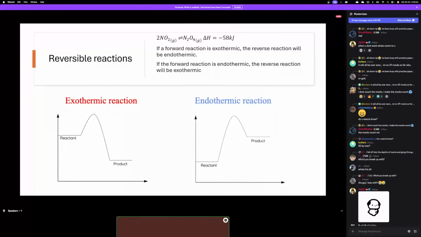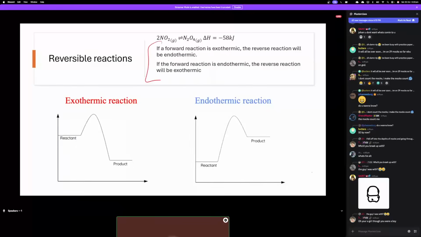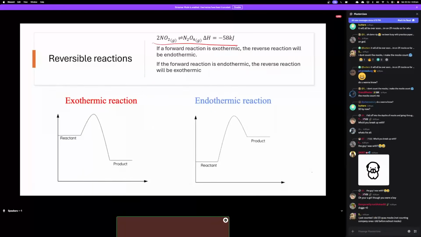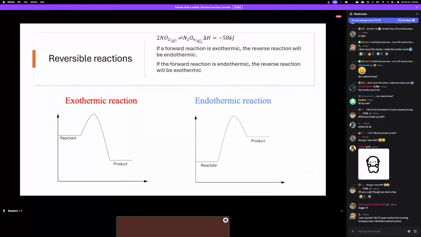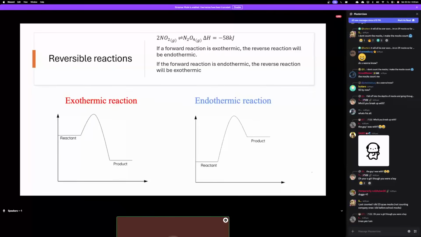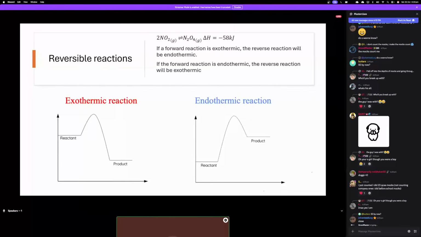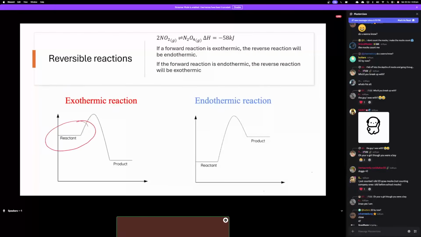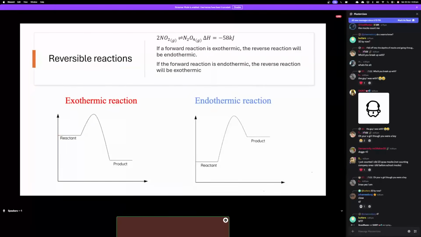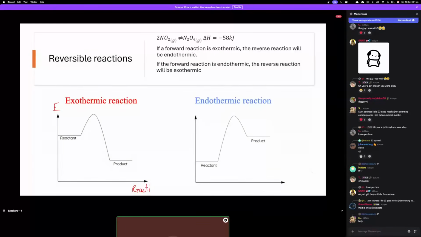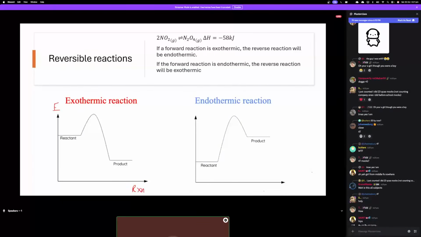So reversible reactions, and we're looking at forward versus reverse, exothermic versus endothermic. In this case, I'm going to tell you that this reaction here has a delta H of negative 58 kilojoules, right? So this is an exothermic reaction. It is releasing heat, right? So here, the reactants start with this much energy. This is energy, and this is reaction progress, I guess.